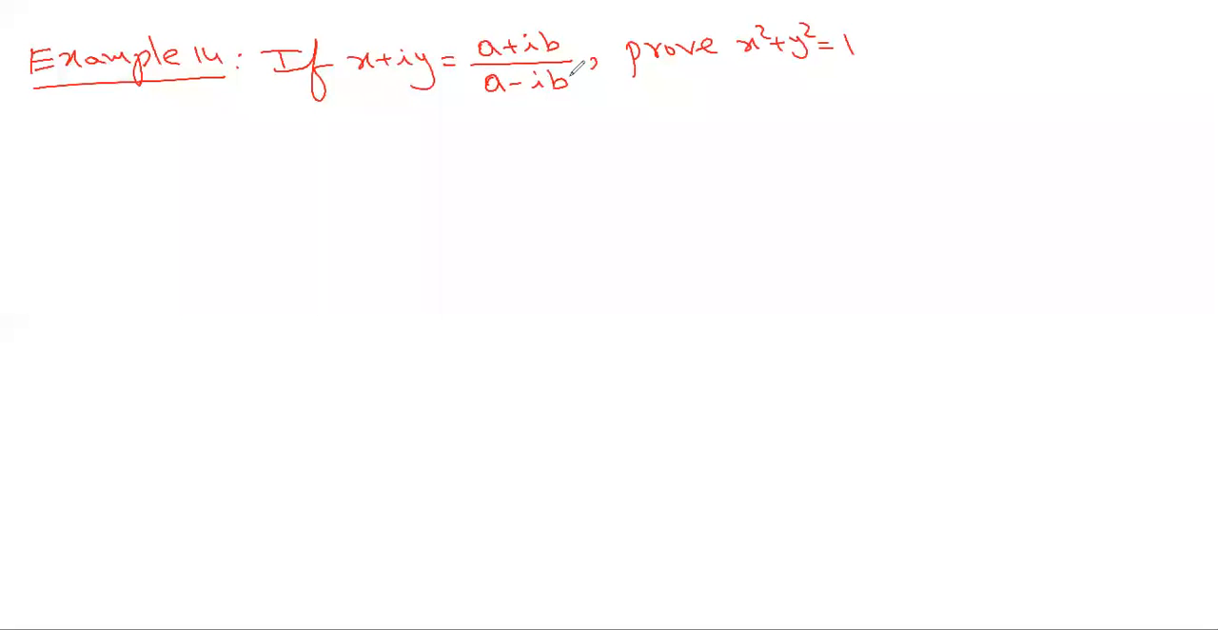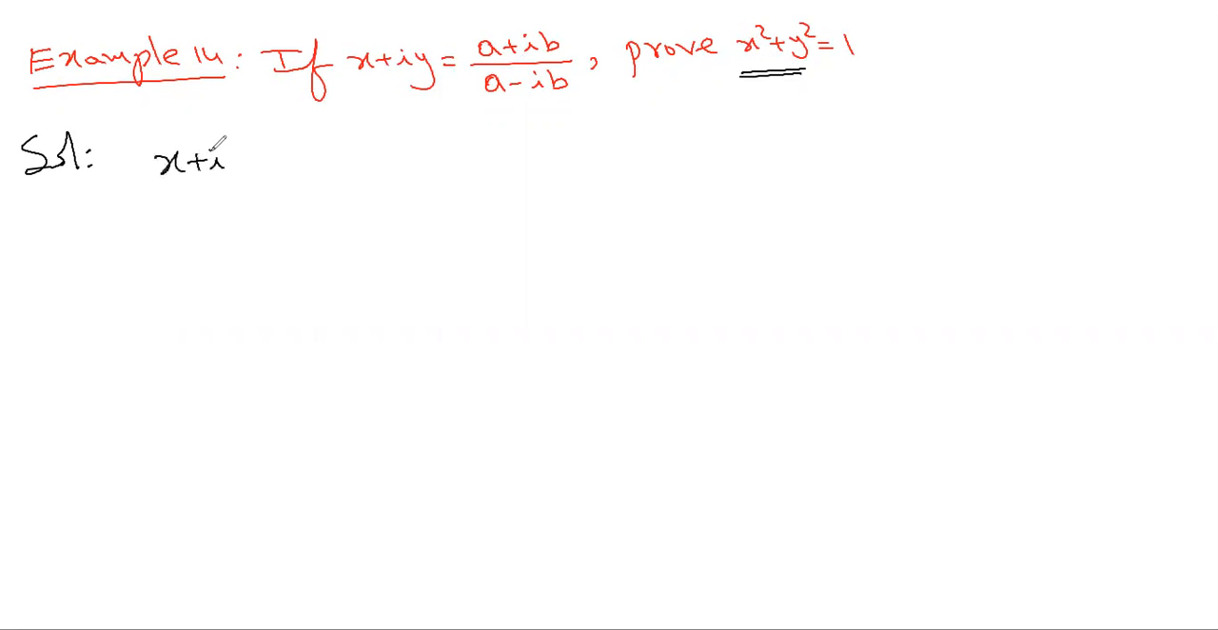We did similar problems to this in the exercise and examples, in the miscellaneous exercise, I think. So now, if you see the given information x plus iy, the required equation contains x square plus y square. So if you try to connect the complex number x plus iy and x square plus y square, the x square plus y square is the square of the modulus of x plus iy.